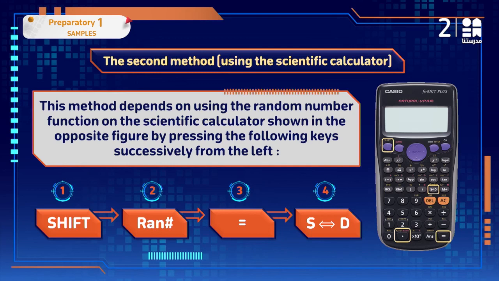So in today's lesson, we talked about samples, what they mean, and the types of samples. We said there are systematic samples and random samples. And how can we apply it? We have two ways. The first one is for the random sample, the manual way. The second is by using the scientific calculator.